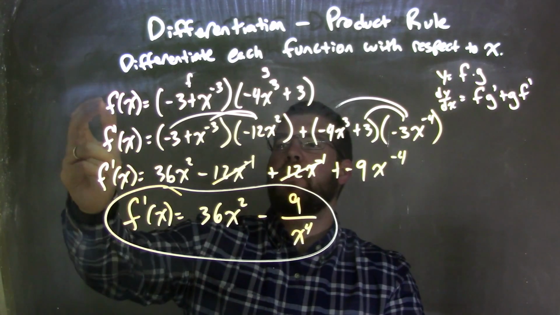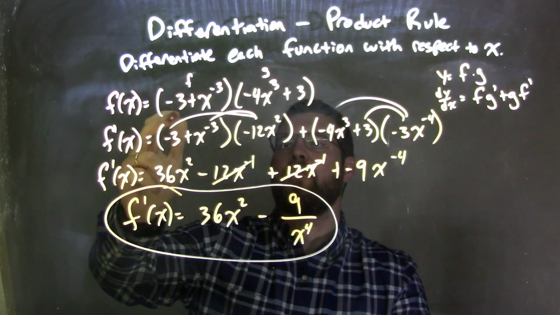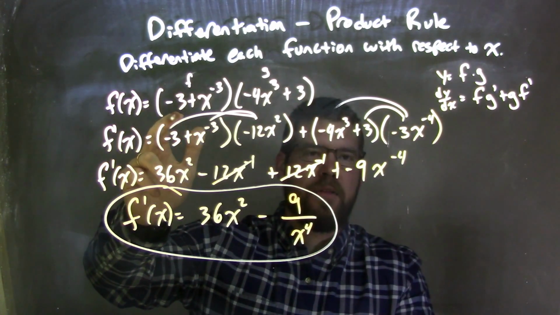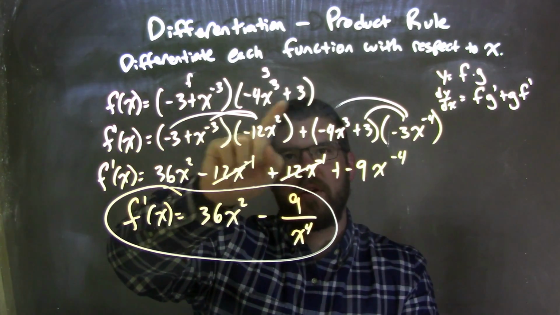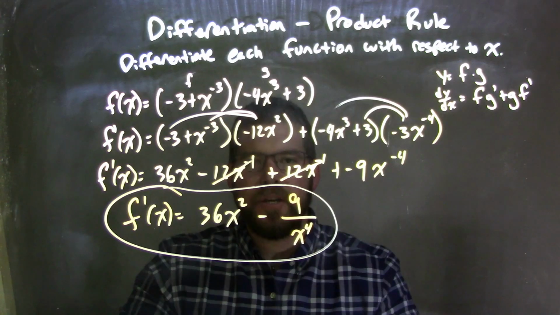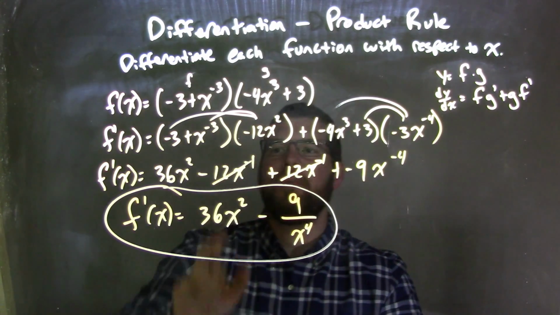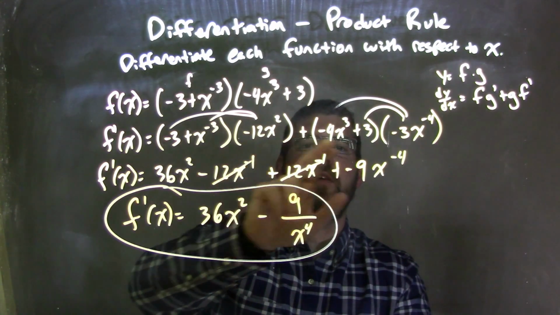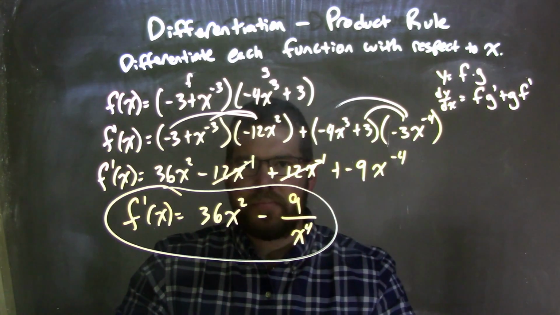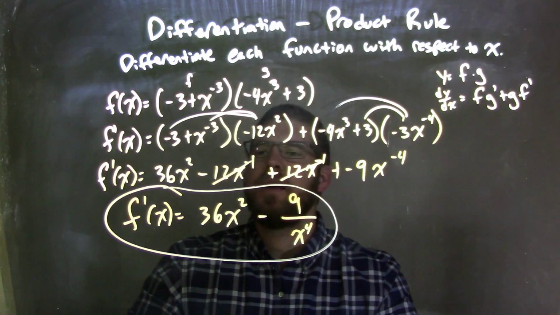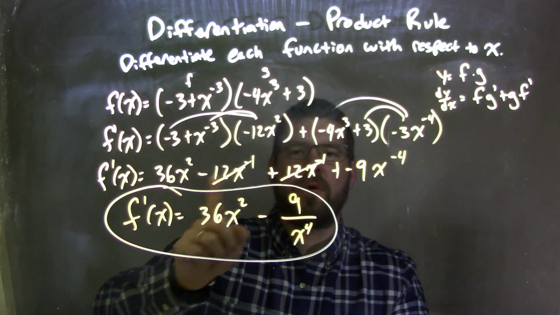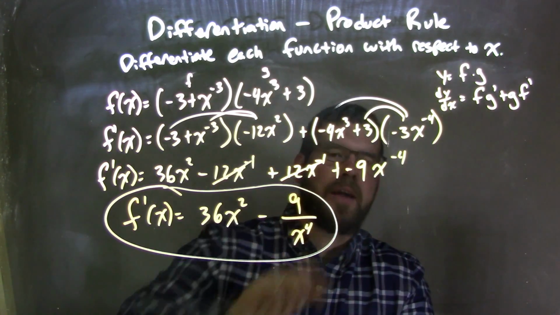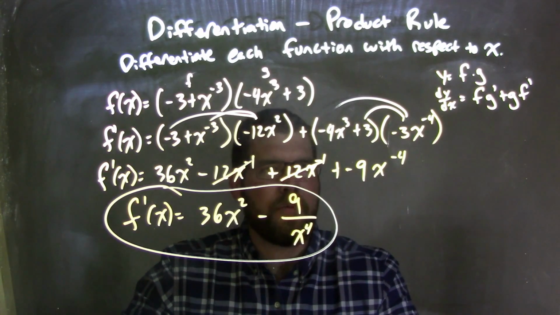So let's recap. We're given our function f of x is equal to our first parenthesis, negative 3 plus x to the negative third power. I'll label that to be f, times our second parenthesis, negative 4x to the third plus 3. I will label that to be g. I then applied the product rule, being f times g prime plus g times f prime. I then simplified by distributing, and I was given 36x squared minus 12x to the negative 1 plus 12x to the negative 1 plus negative, or minus, 9x to the negative fourth power.